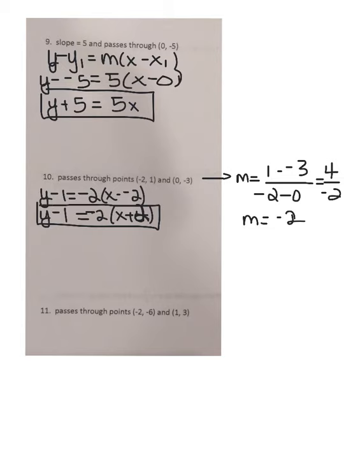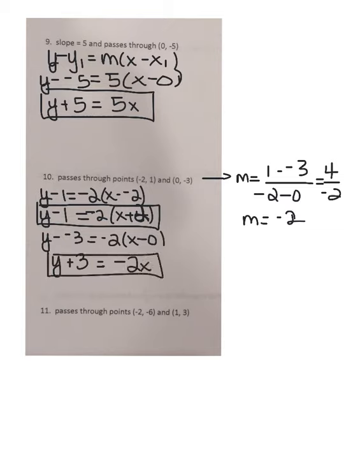Now, if you choose the other set of points, then you would have y minus negative 3 equals negative 2 times x minus 0. All right, so I would change that y minus negative 3 to y plus 3. And this is up to you on the right-hand side. You can leave it exactly as we see it right here. That's okay. Or if you would prefer to get rid of that 0, you can also do that as well. So then that would just be negative 2x on the right-hand side.